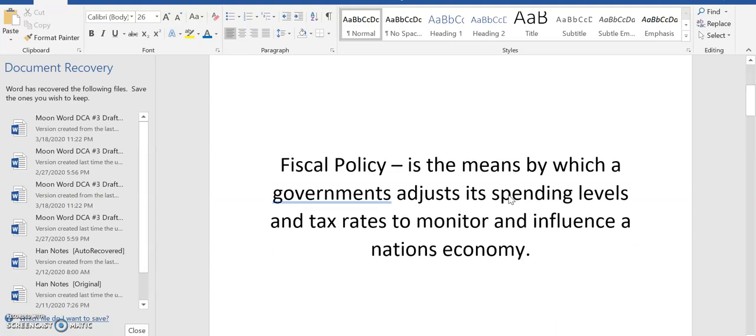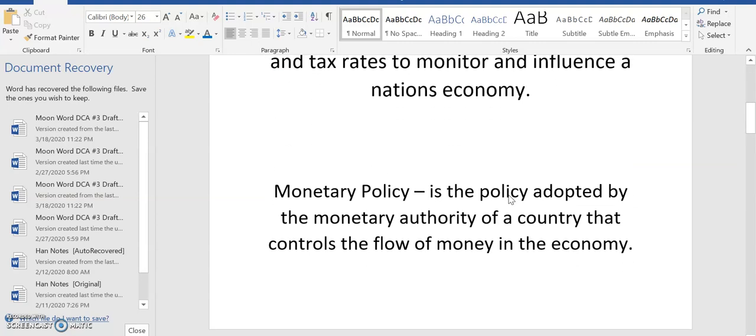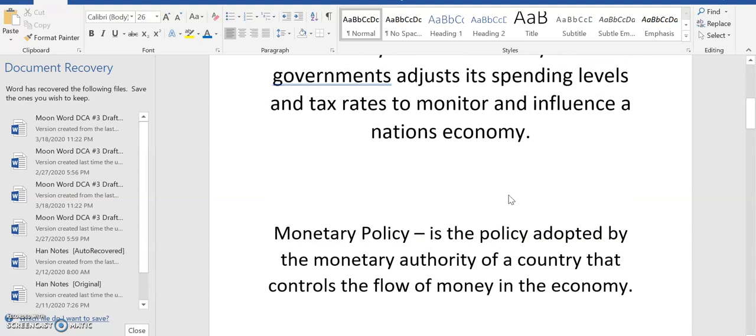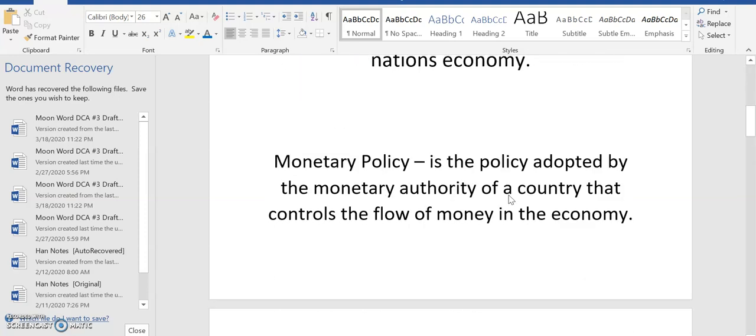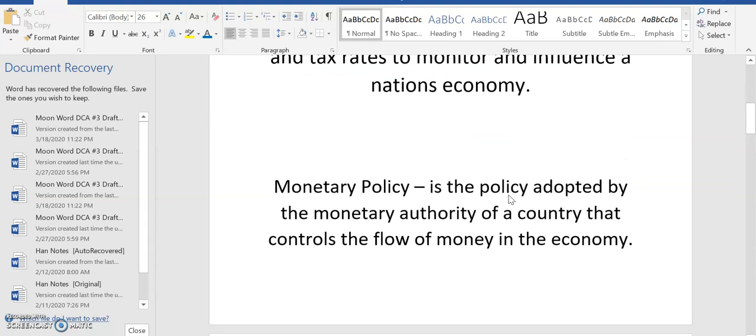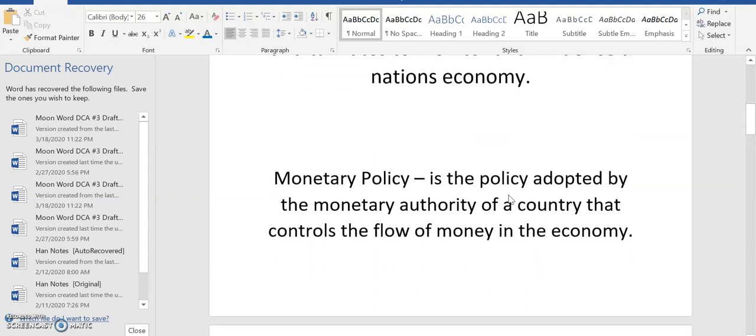I'm going to move on to monetary policy now. Monetary policy is the policy adopted by the monetary authority of a country that controls the flow of money in the economy. So we have fiscal and monetary policy. You can take some time and pause the video and write those down if you like. So what do those mean?